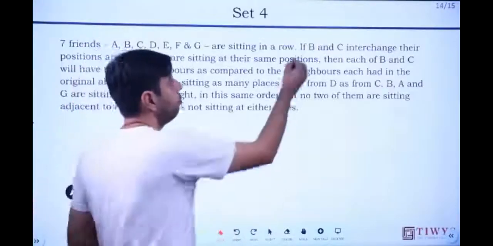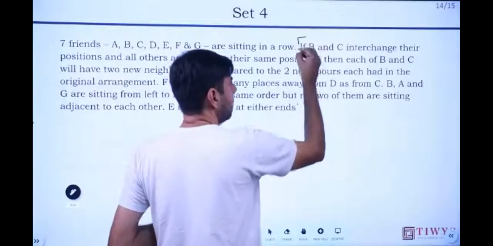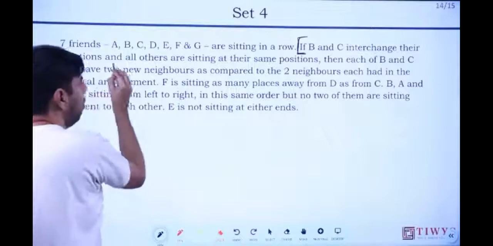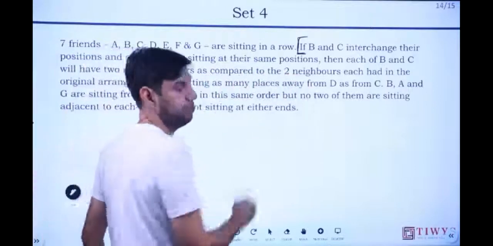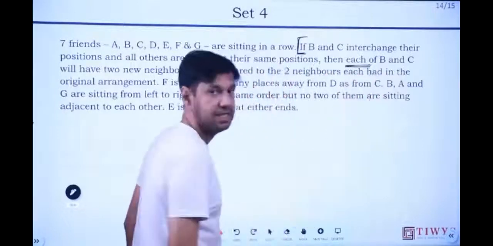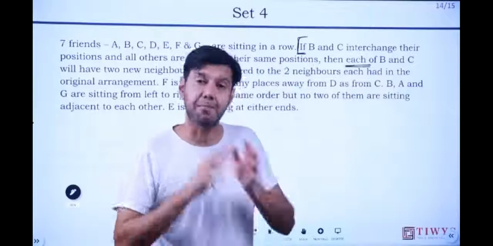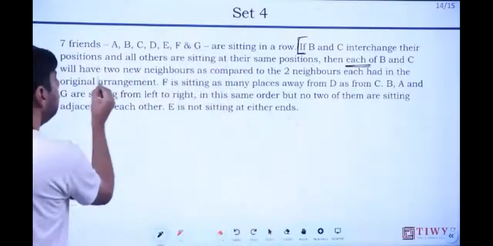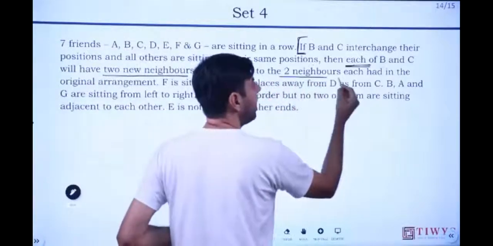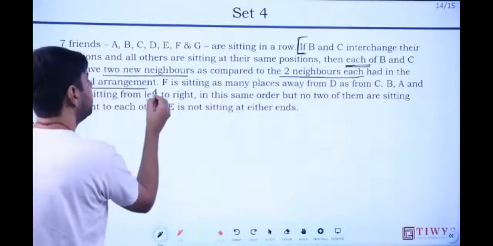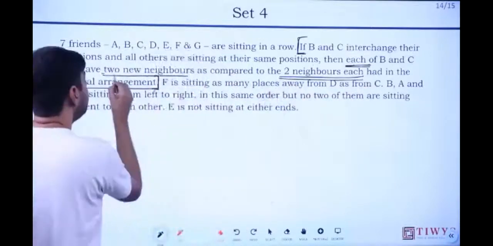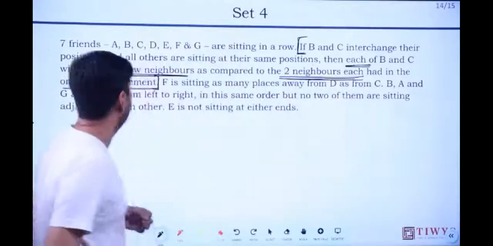Okay, there's a clue like this. If B and C interchange their position, all others are sitting at their same positions, then each of B and C. So what does that language, each of B and C, mean? B also, C also will have two new neighbors as compared to the two neighbors each had in the original arrangement. Now, what does this mean? Two new neighbors, two new. So there are 7 friends.